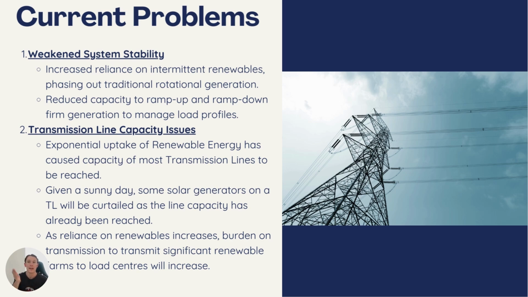So say the sun's shining and everyone wants to generate solar into the grid. If that line can't handle it, we've got to curtail those resources. So essentially say, stop, you can't generate anymore, shut your plant down, which isn't what we want when we invest all our money into that renewable infrastructure. As reliance on these renewables increases, the burden on transmission to transmit these significant renewable farms to load centers will increase. The transmission networks have a significant problem where they've got so many people wanting to connect, but they don't have the capacity in their lines to take on those connections. So we're at a bit of a crossroads here.